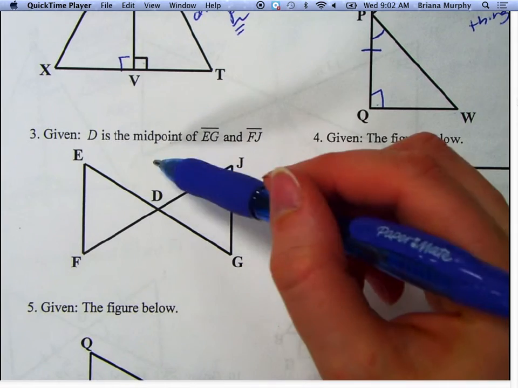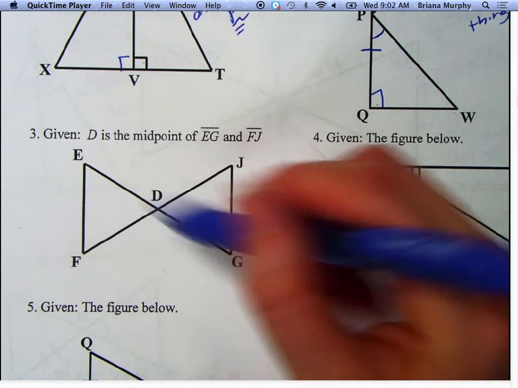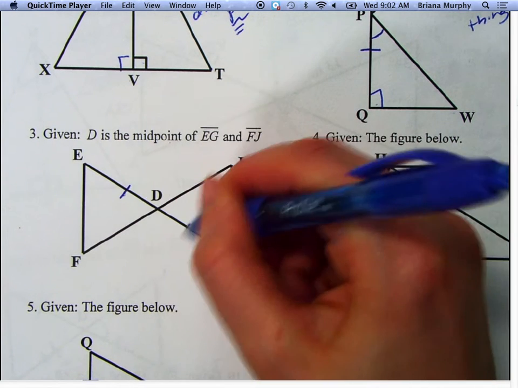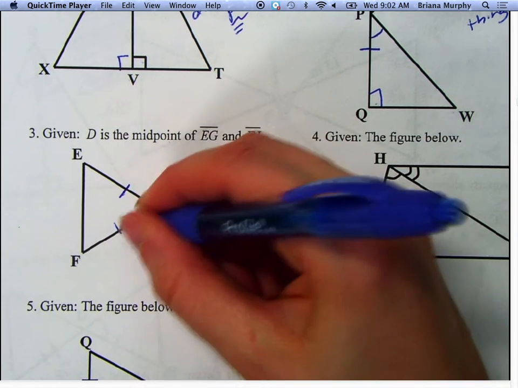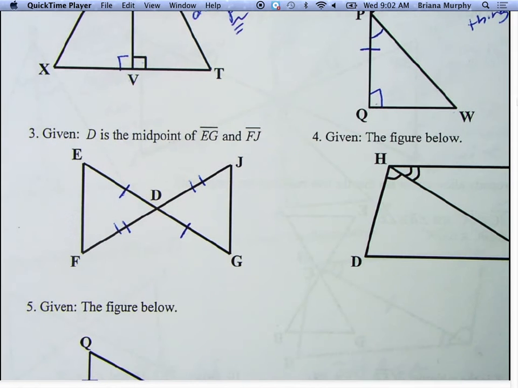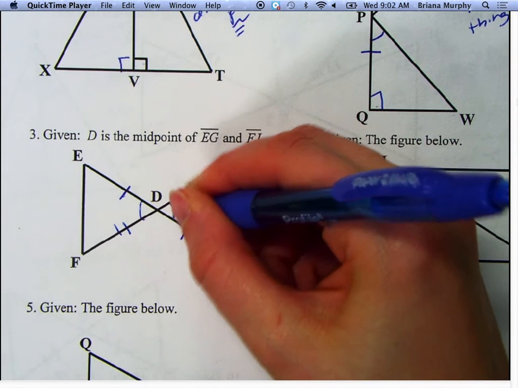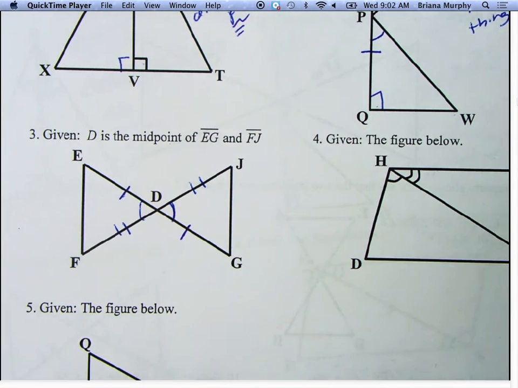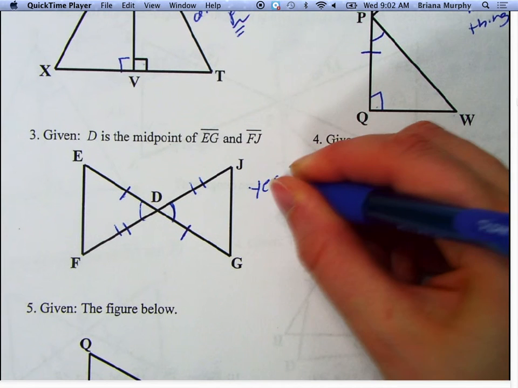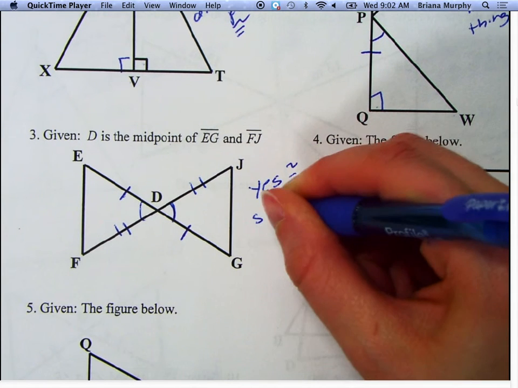Given that D is the midpoint of EG and D is the midpoint of FJ, do we know these are congruent? Yes. What else are we missing here that we have? The angle. Vertical angles, right? These are congruent. Okay, so yes. This is congruent by side, angle, side.